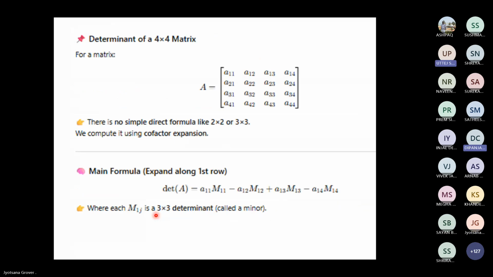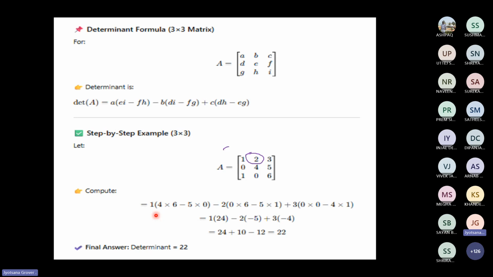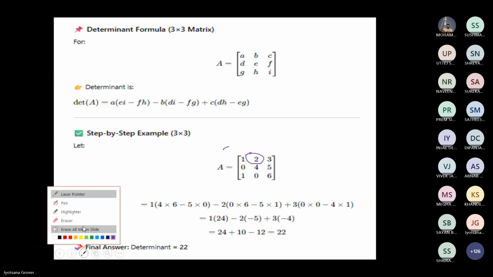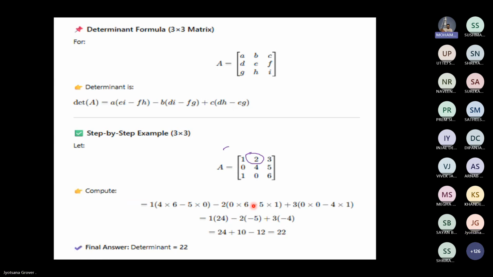I have a doubt. If the determinant answer is 22, non-zero, what does that mean? Will it have an identity matrix or not? That means this matrix will have an inverse. Its inverse will exist.